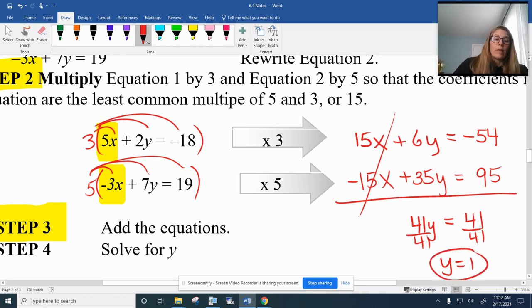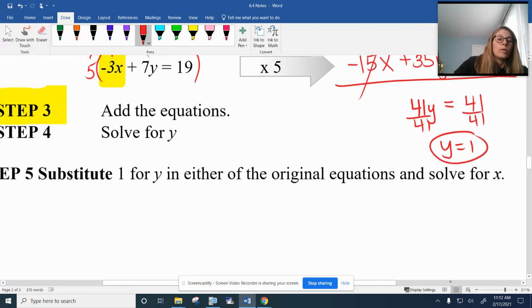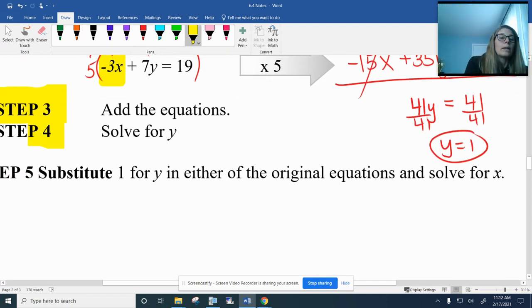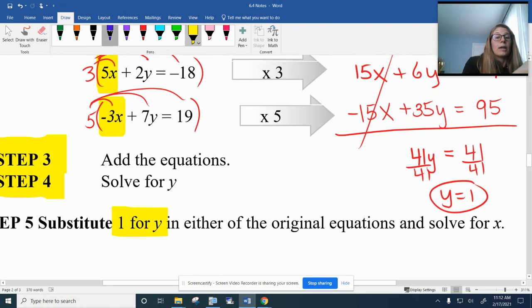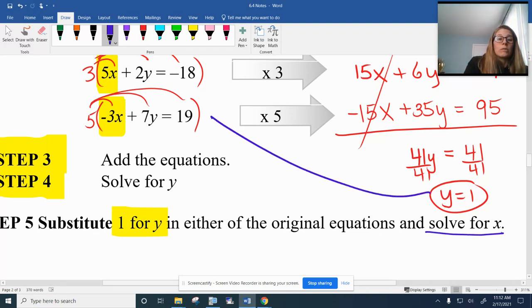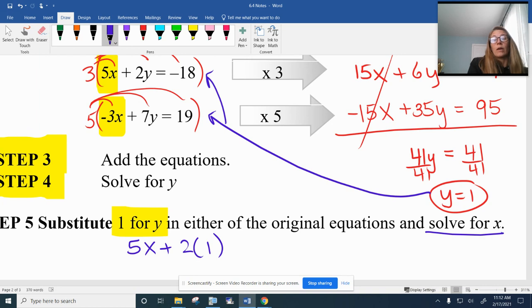Then once we solve for that y, we can plug that y in, or substitute 1 for y, in either of those original equations and solve for x. So whichever one you want to use, it doesn't matter. It's really completely up to you. I'm going to do the first one since there's no negative on the variable, but there's really no rhyme or reason. I'm putting in that 1 for the y.